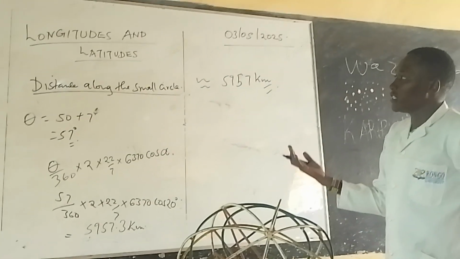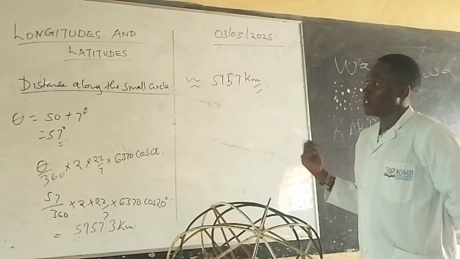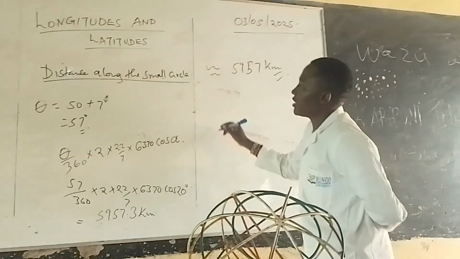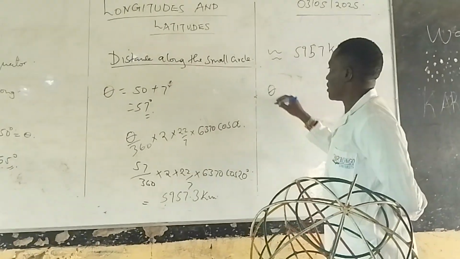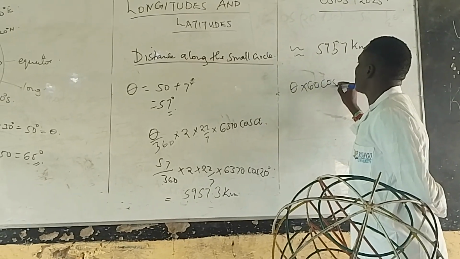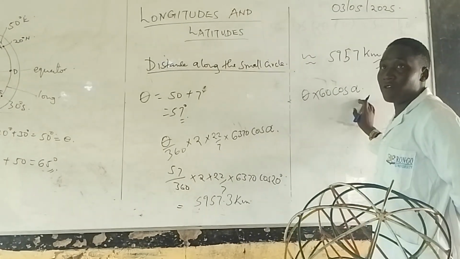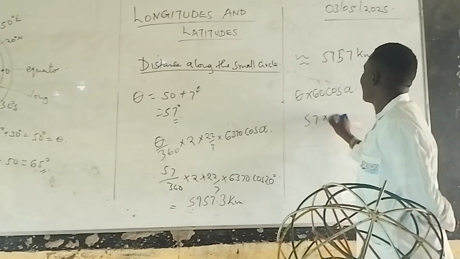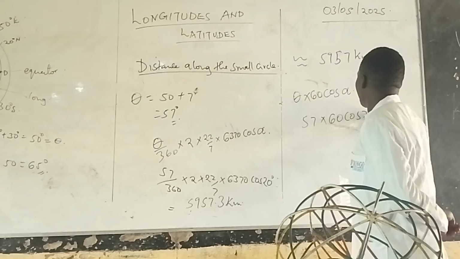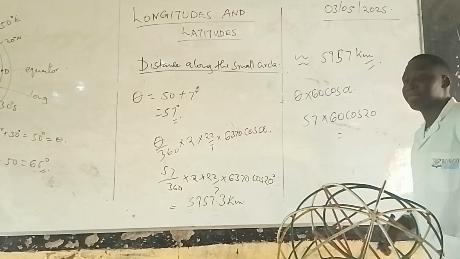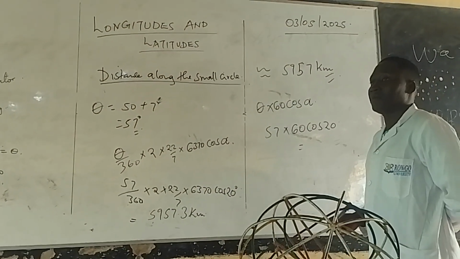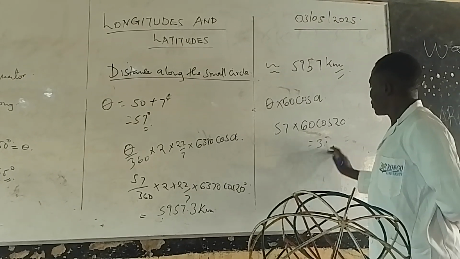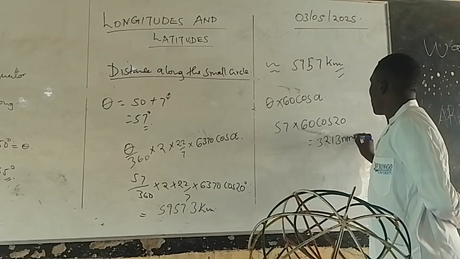And also, if we wanted to get the distance along the small circle in nautical miles, this is the formula that could be applicable. It is theta times 60 cos alpha. And remember, our alpha is the latitude. Therefore, it is going to be 57 times 60 cos 20. What is the answer in nautical miles? 32, 13 nautical miles.